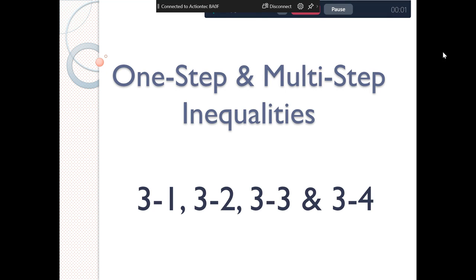All right, so today we're going to be working on one-step and multi-step inequality. So can you see what the difference is in inequality? Yes, Rashonda? An equation and inequality. Okay. Yeah, so less than, greater than, less than or equal to, or greater than or equal to.